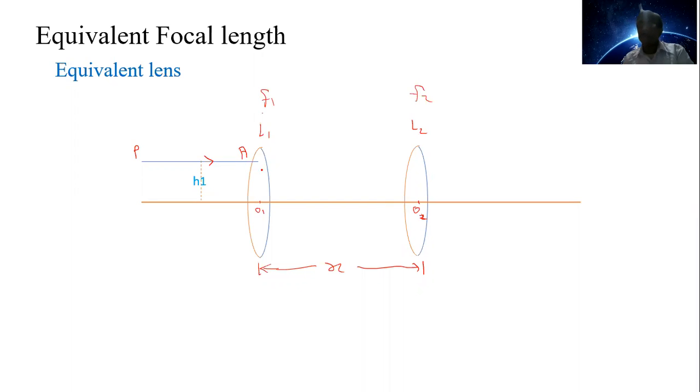Now see here, if L1 is not there, then what happens? It travels here along this dotted line.